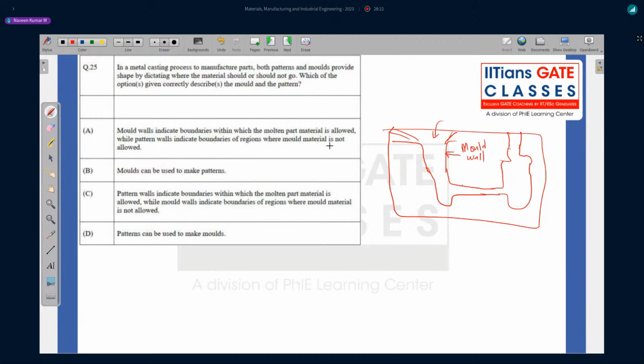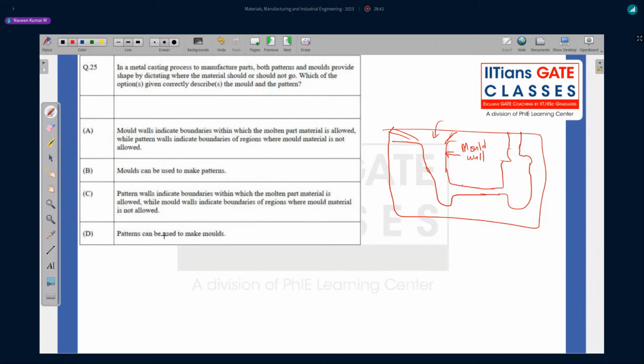Obviously, this is not true. Good. Next, molds can be used to make patterns. This is a very tricky thing. What they're saying is, molds can be used. Generally, we know that patterns can be used to make molds, and you can see that option.